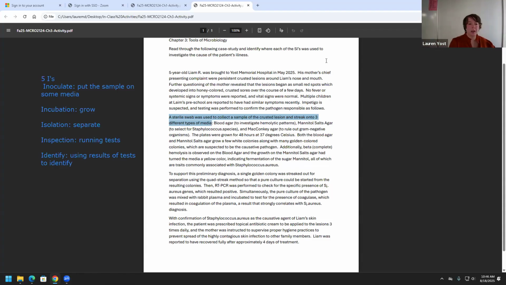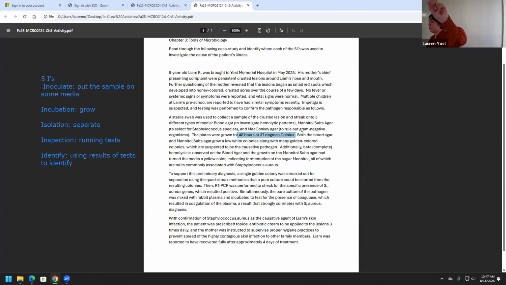We used blood agar to see the hemolytic patterns, which is the breakdown of red blood cells. Mannitol salt agar lets us see if it's Staphylococcus aureus, and is commonly used for that. We'll learn about it in the lab. And MacConkey agar to rule out gram negatives, since gram negatives will grow on MacConkey. These are different kinds of media, which we call selective and differential media, discussed in chapter 3. You don't need to know all of the media just yet, but we will learn them in the lab and they'll come up later in the course. So we inoculated the media, and then we grew the plates for 48 hours at 37.